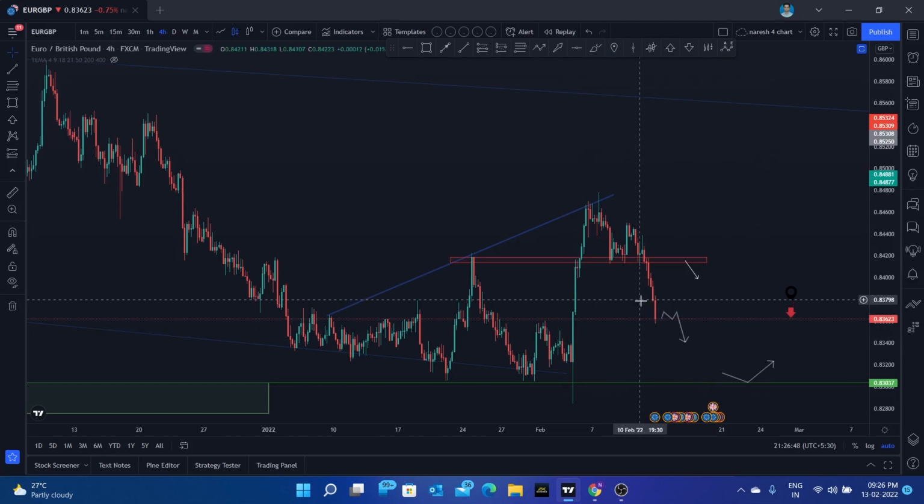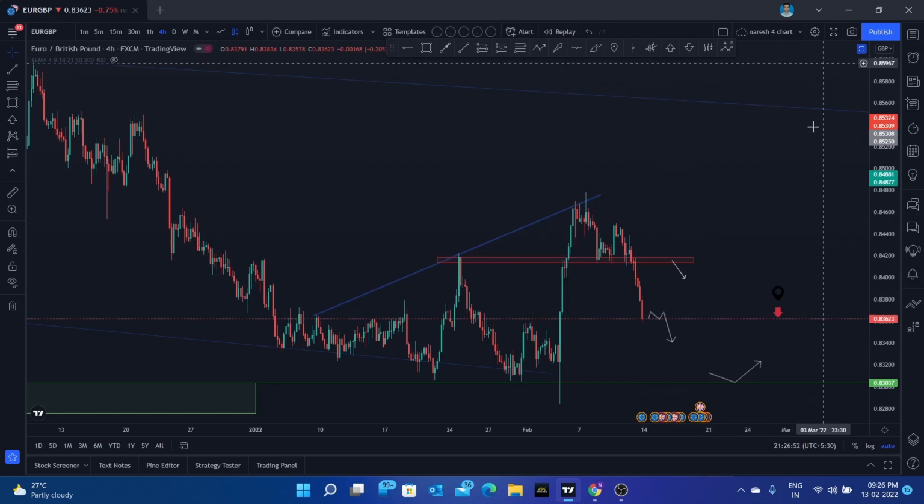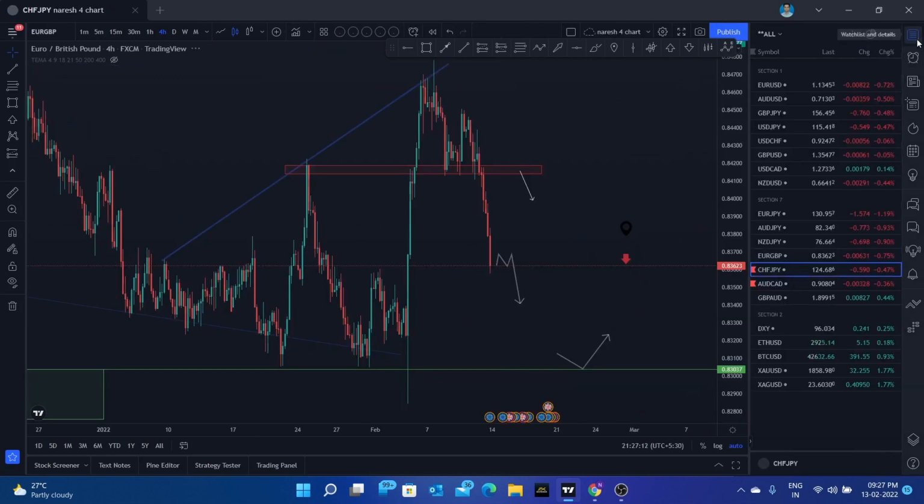So that would be for EURGBP. It is not that interesting because it is a little messy here, and we have good opportunities in other pairs, which are very simple and you can trade easily. But here it is not at all good. It has already dropped here. You cannot look for an entry. Only if it is consolidating and dropping, you can go for a short entry, or if it is going for a pullback here, you can go for a short entry. So that would be for EURGBP, guys.